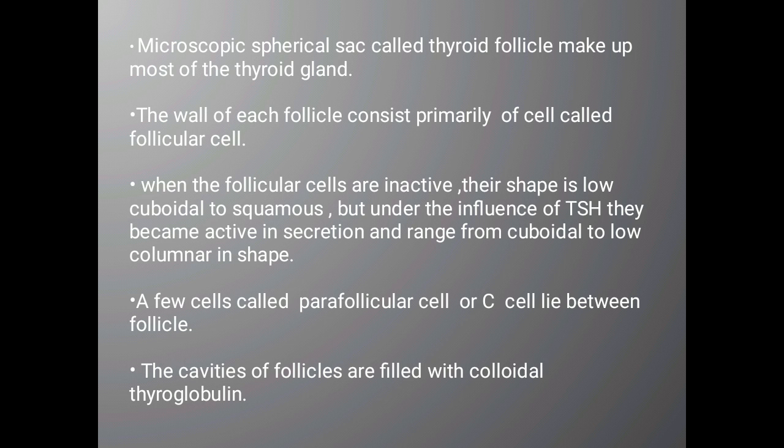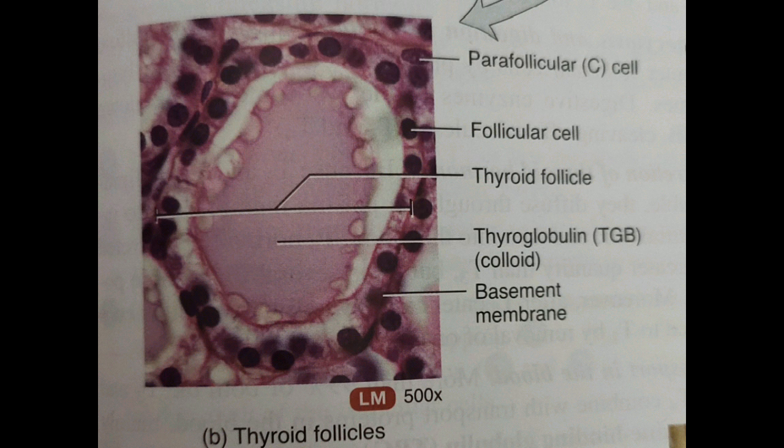A few cells called parafollicular cells or C cells lie between follicles. So between these follicles, some parafollicular cells are present. The cavity of follicles is filled with thyroglobulin. Now this is the diagram of thyroid follicles. We can see the follicular cells, thyroglobulin, basement membrane, and parafollicular cells, which are present between the follicles.